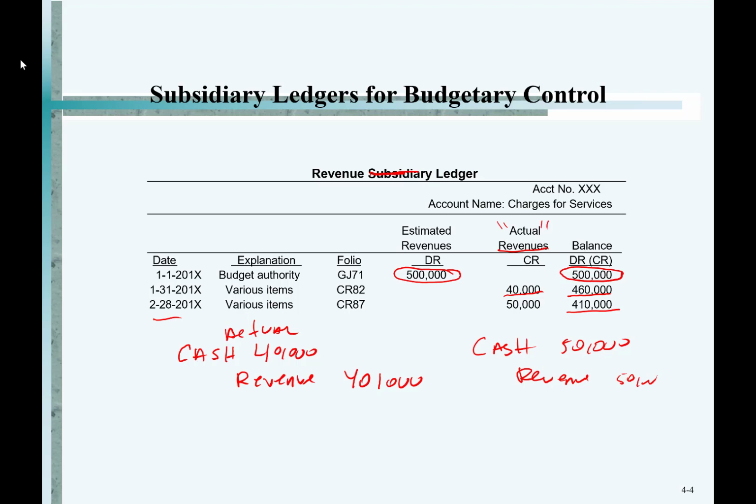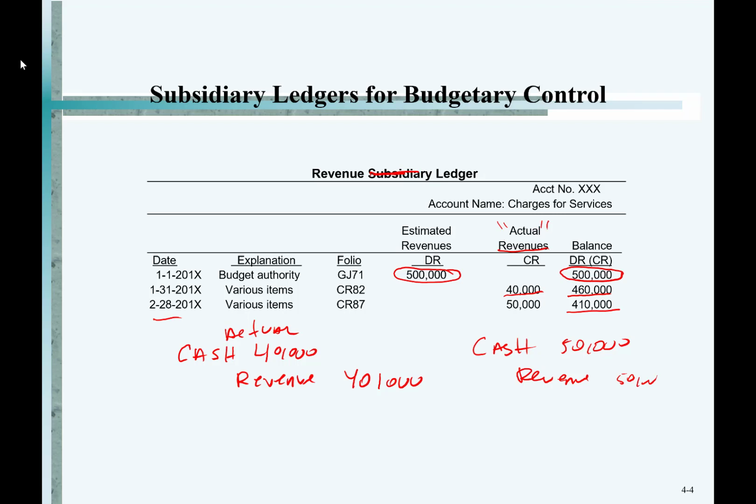Then I go ahead and I have my actual revenue. I don't know, I issue some fishing licenses or something. So I get cash of $40,000, I credit revenue of $40,000. I've met my revenue recognition rules. I pick up that credit and I stick it right here, don't I? And when I stick it in there, now the balance in the revenue ledger is $460,000.